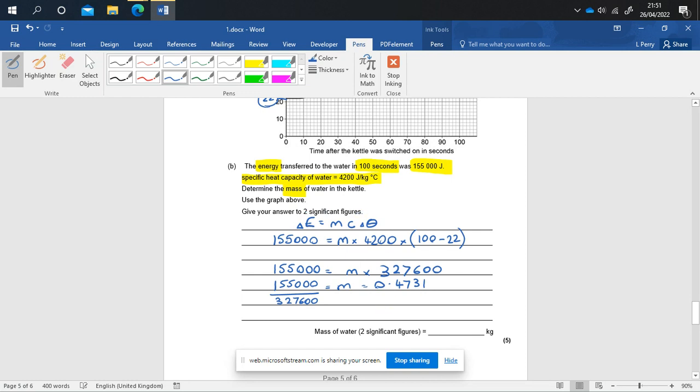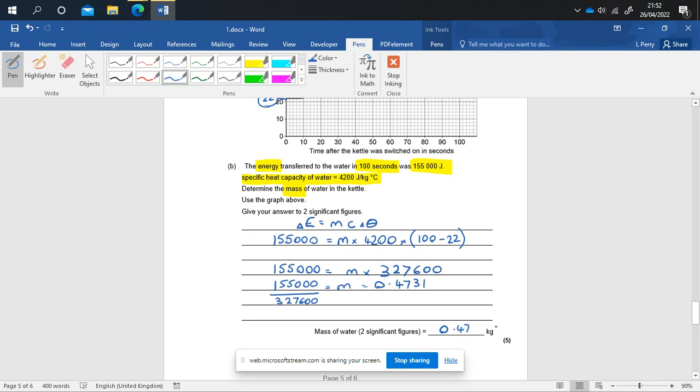So 0 doesn't count, it's not a significant figure if it's at the start. So my two significant figures are going to be the 4 and the 7. I don't need to round up because the number after it is 3. So I'm just going to put 0.47.